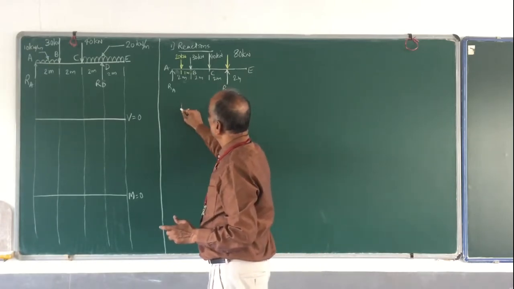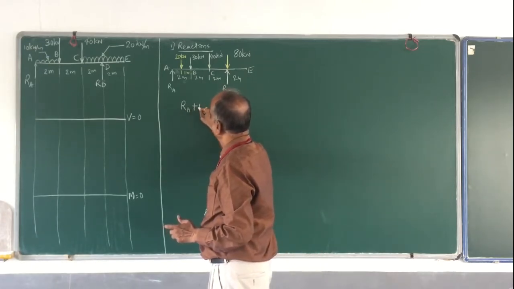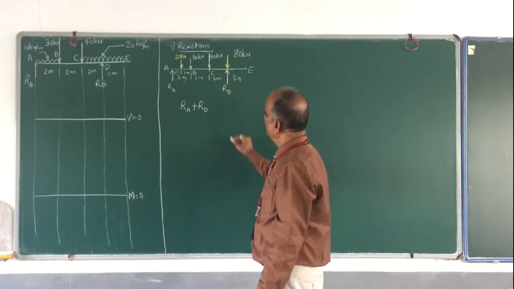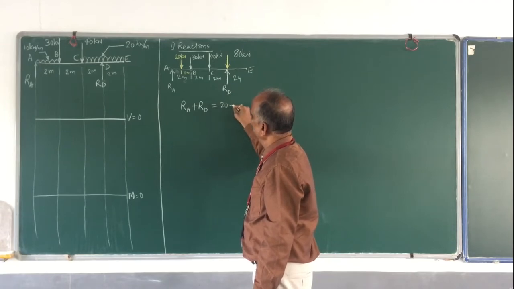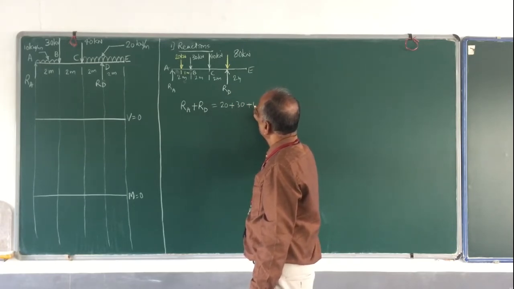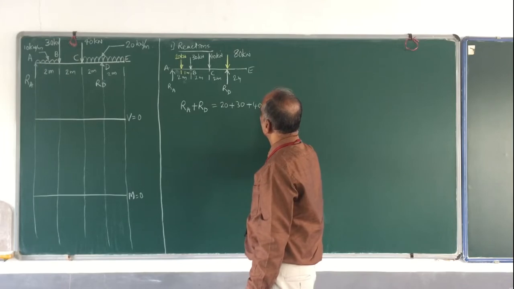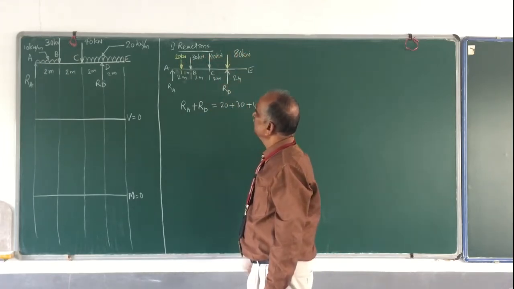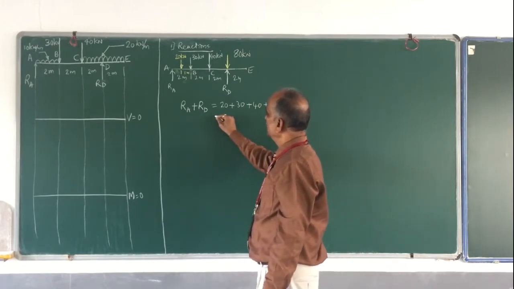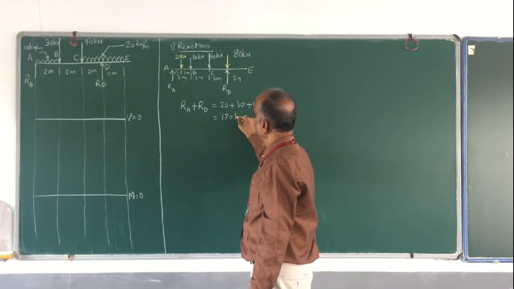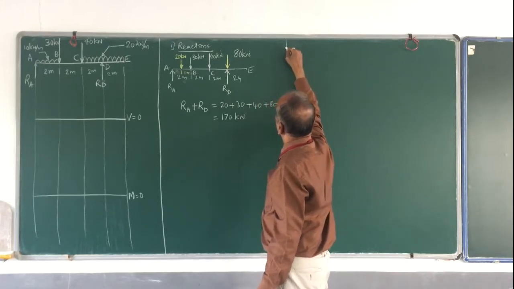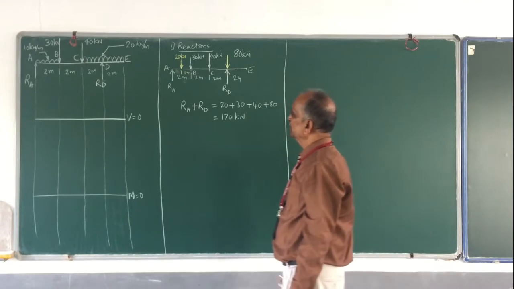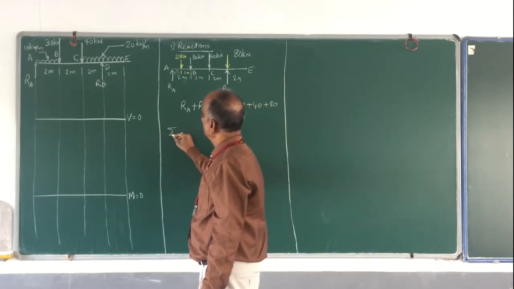Okay, so now total upward force, how much is that? RA plus RD is equal to the total downward force, which is equal to 20 plus 30 plus 40 plus 80. This is 170 kilonewton. Therefore, the total is 170. Now, I would like to find out RA.